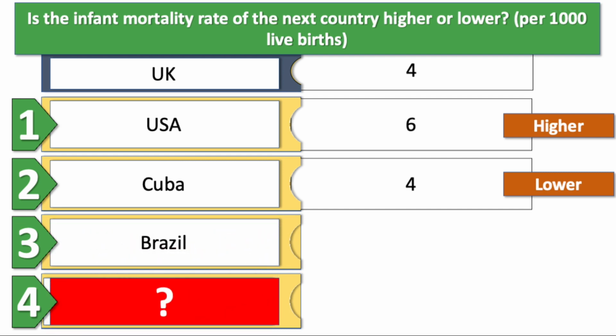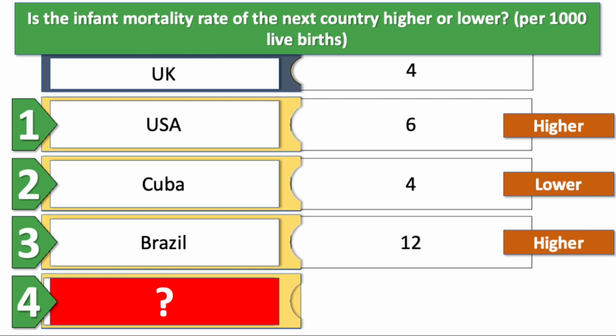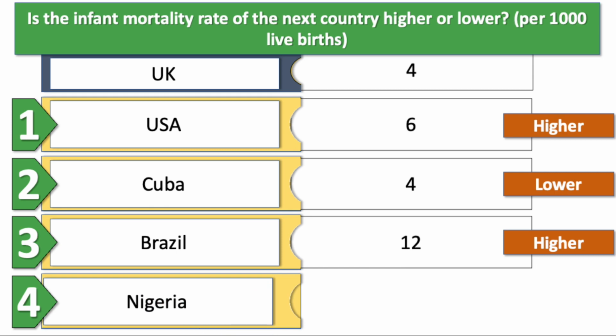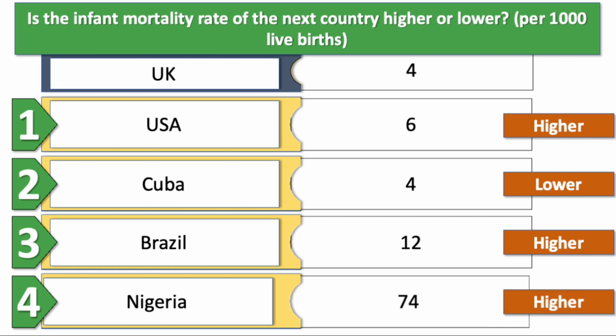So does Brazil have an infant mortality rate of 4 or above? So is it higher or lower than Cuba? Let's have a look. It is 12, so it is higher, which is probably what we would expect. So our last country is Nigeria. Does Nigeria have a higher or lower infant mortality rate than Brazil? What do we think? Okay, let's have a look. It is significantly higher at 74.